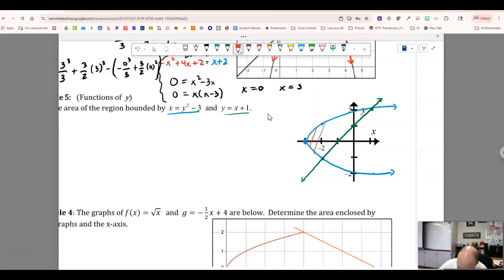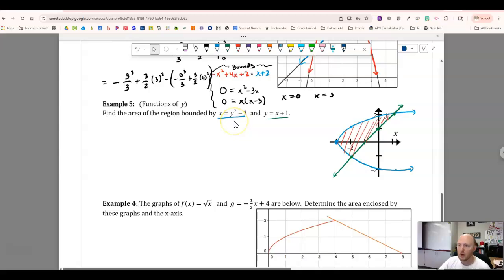They want this region. And so note, in this case, I don't always have one function that is on top of another function. I do have a right function and a left function. This function is always to the right of this function. So I'm going to integrate this with respect to y. Now my function here in blue, the parabola, is already in terms of y, but I need to put this line in terms of y, or x equals. So if I just subtract 1 on both sides, we get y minus 1.